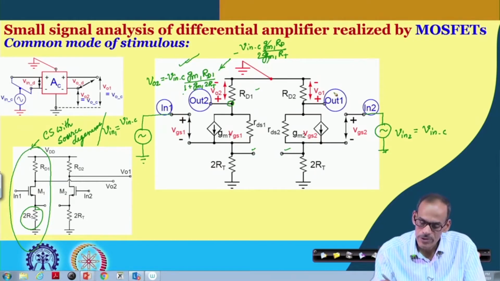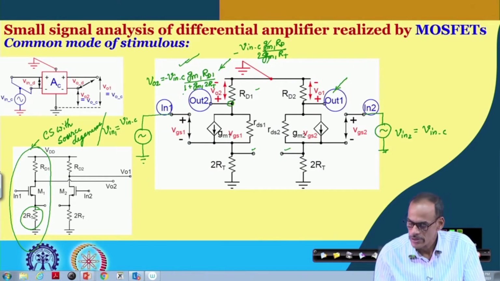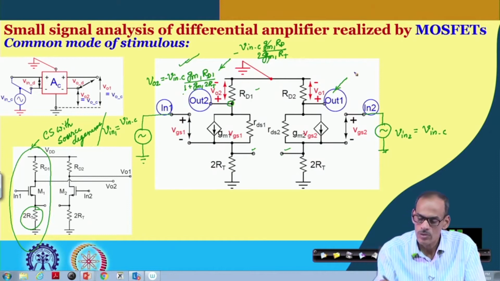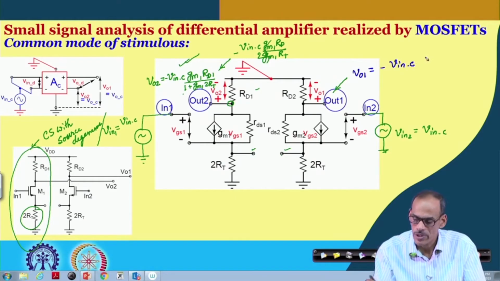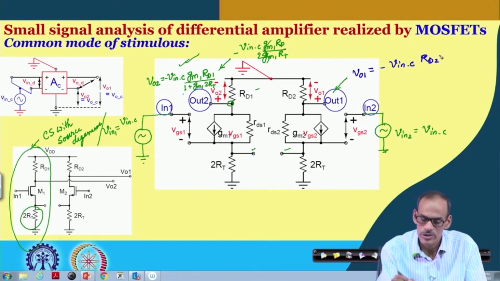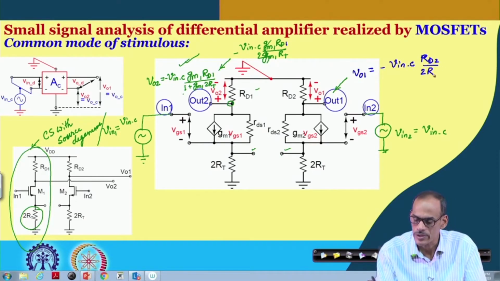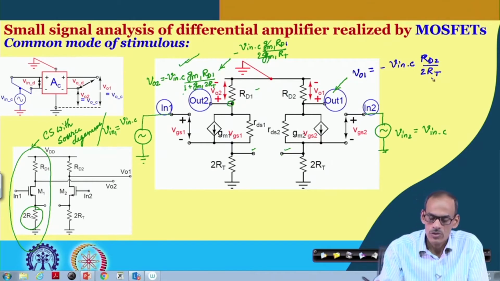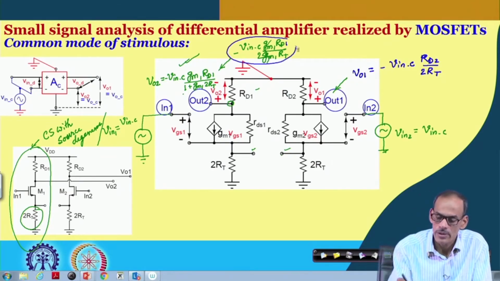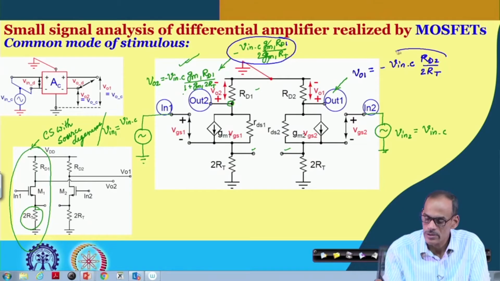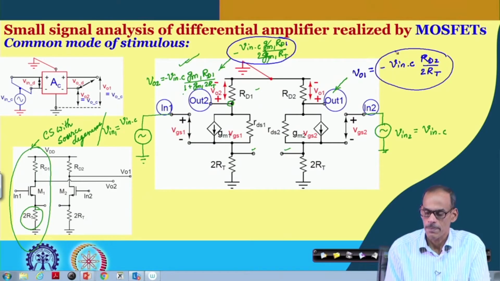Same thing for the other output, namely VO1 equals, again with a minus sign, the corresponding input multiplied by RD, so this is RD1, this is RD2, and then divided by 2 RT. Note that the signal here and the signal here are identical.